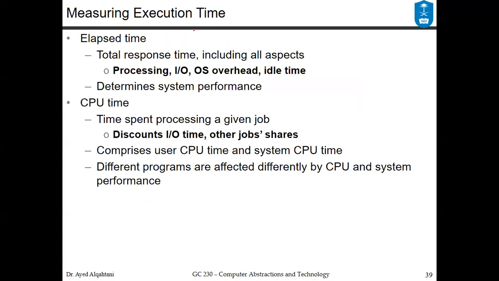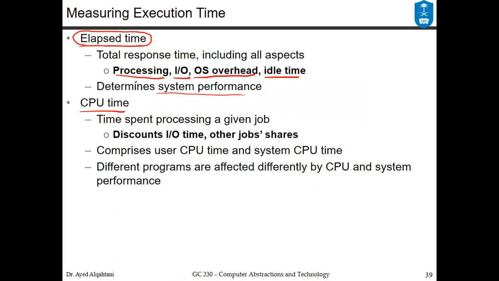Now, measuring the execution time, to know it exactly, we have the elapsed time and the CPU time. The elapsed time is the total response time, including all aspects: the processing time, the I/O time, any overhead related to the operating system, or idle time when you don't do any execution. You calculate all these times and you say that this is going to be the elapsed time. This determines the overall system performance.